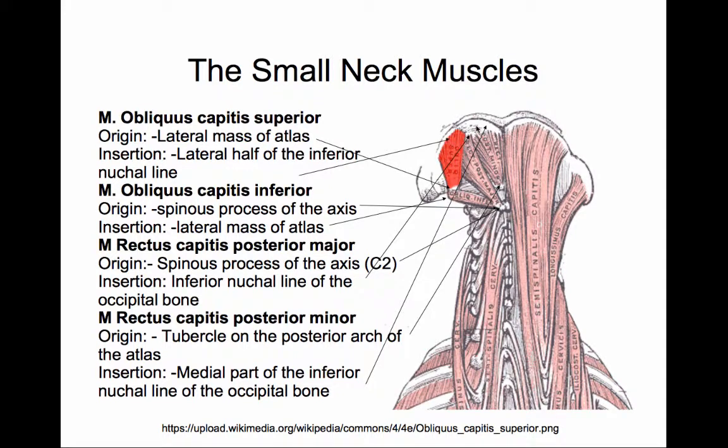The small neck muscles also: obliquus capitis superior goes here to the side of the atlas. From the side of the atlas down to the tip of the axis, the spinous process of the axis, is the obliquus inferior. And then up here again is the rectus capitis posterior major, and then from the back of the atlas up to the line here is rectus capitis posterior minor. You don't need to learn the names, but the points are here, here, here, and here.